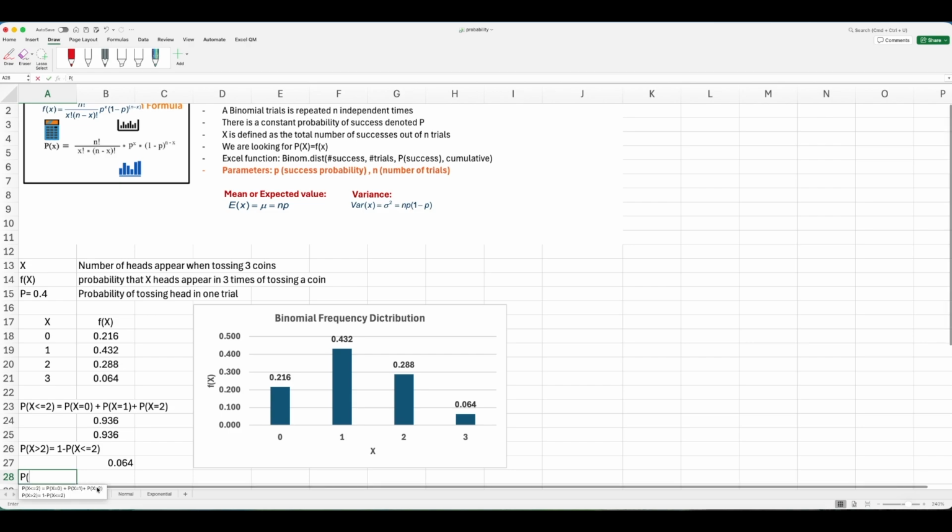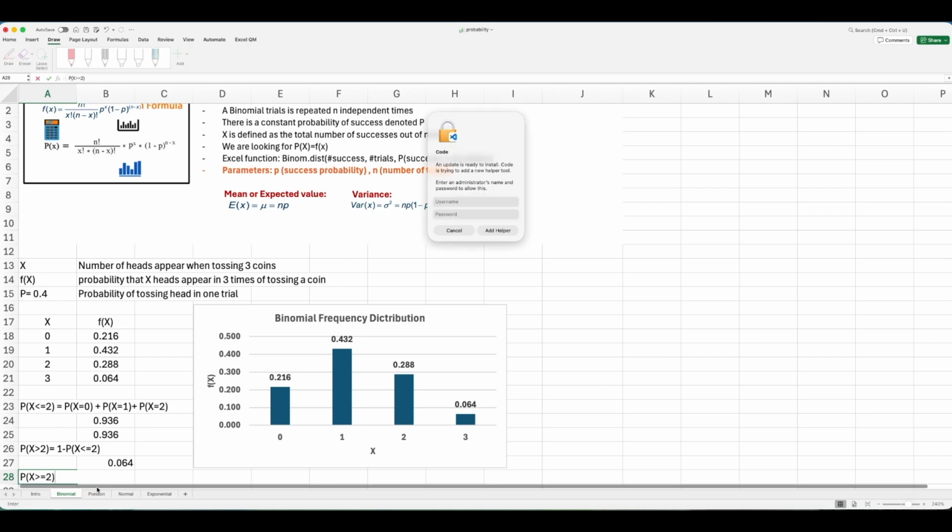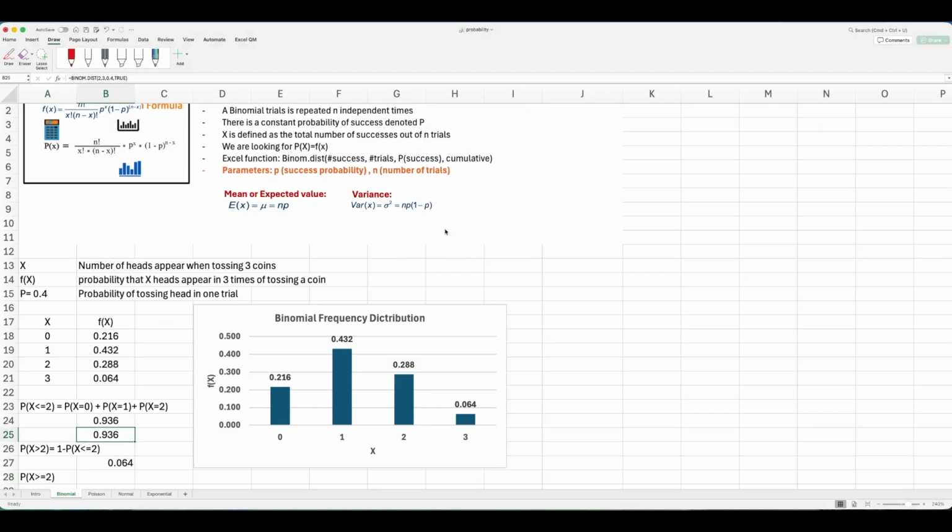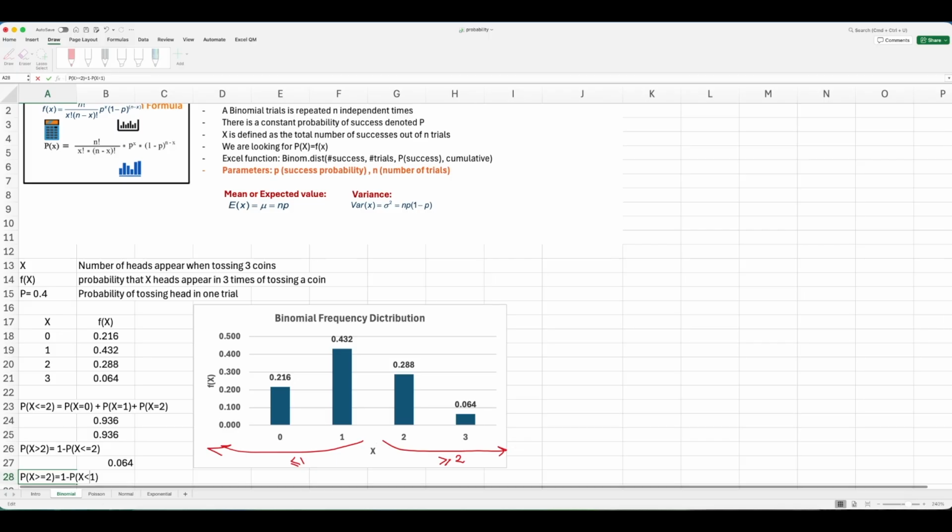If I say probability of x more than equal to 2, now I'm looking at a different range. More than equal to 2 includes 2. So I'm looking at this area, more than equal to 2. So either this happens or this happens. Less than equal to 1. So if I want to use the binomial dist function, which always gives me the left side of the probability, I need to rewrite this function. That's equal to 1 minus probability of x less than 1. So either more than equal to 2 happens or less than equal to 1 happens.